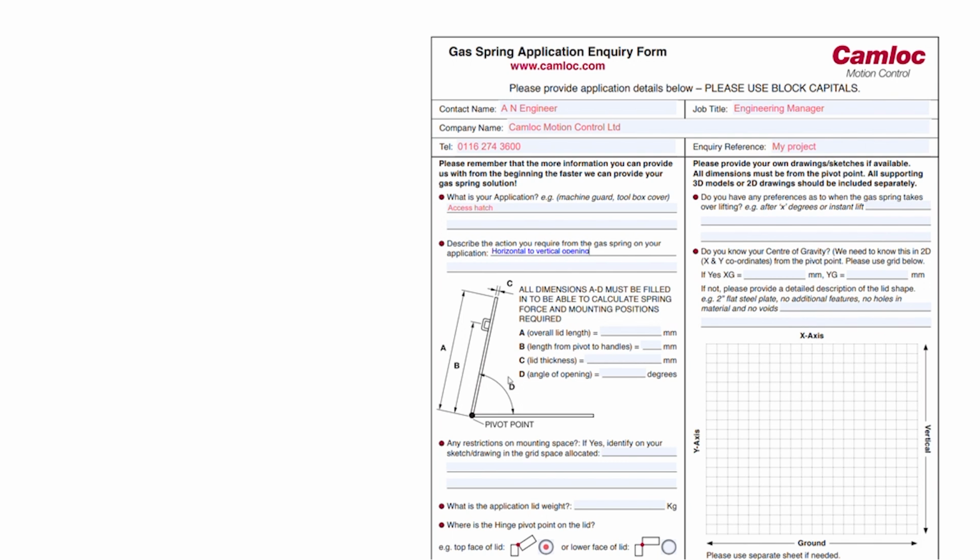The next section, we're asking for a few more detailed bits of information about the application itself, the length of the lid, assuming that it is a lid or whatever the application happens to be. So again, keeping it nice and simple, dimension A, which is the overall length of the lid. In this case, we'll use 1000 millimeters for that, 1 meter.